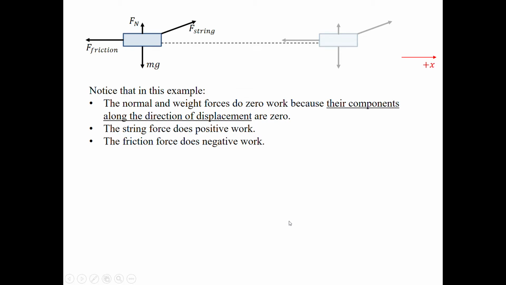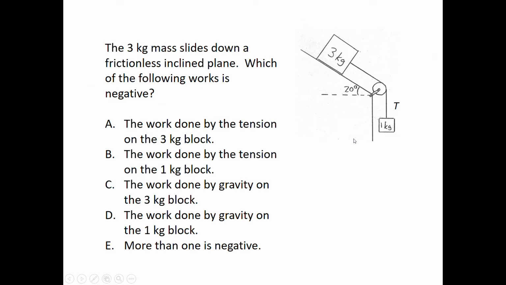Let's try to pull some of those ideas together that we saw in the previous example. So this is the free body diagram of the forces on the object as it's moving from initial to final. And in this case, we notice that the normal force and the weight force do 0 work because they have no component along the direction it's moving. The string force is more or less along the direction it's moving, so it has a positive component, and that means the string force does positive work. And the friction force is exactly opposite the direction of the displacement, so it does negative work.